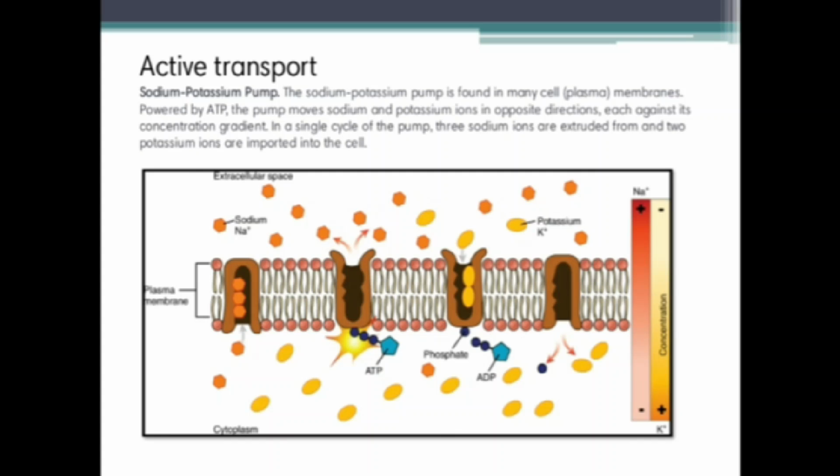Powered by ATP, the pump moves sodium and potassium ions in opposite directions, each against its concentration gradient. In a single cycle of the pump, 3 sodium ions are exported from and 2 potassium ions are imported into the cell.